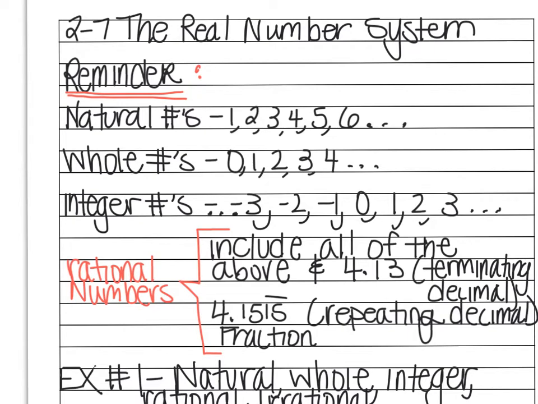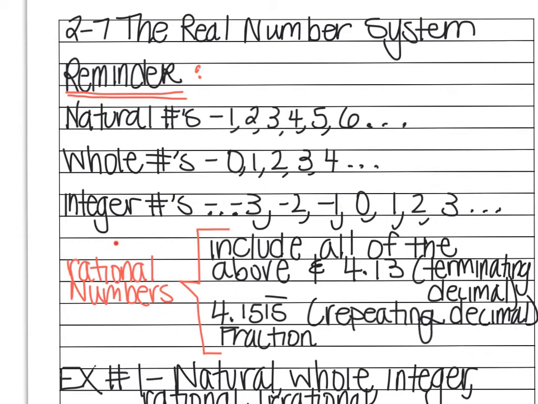Today we're doing 2-7, the real number system. Just a little reminder, we have some rules that we learned in a previous section on natural numbers. That's 1, 2, 3, 4, 5, 6, and so on. Whole numbers were the same as natural numbers, except they included 0. Integers were the same as whole numbers, except they were also negative.